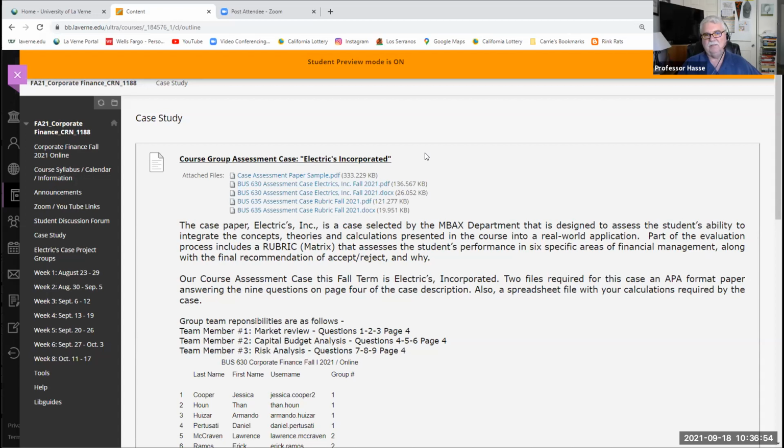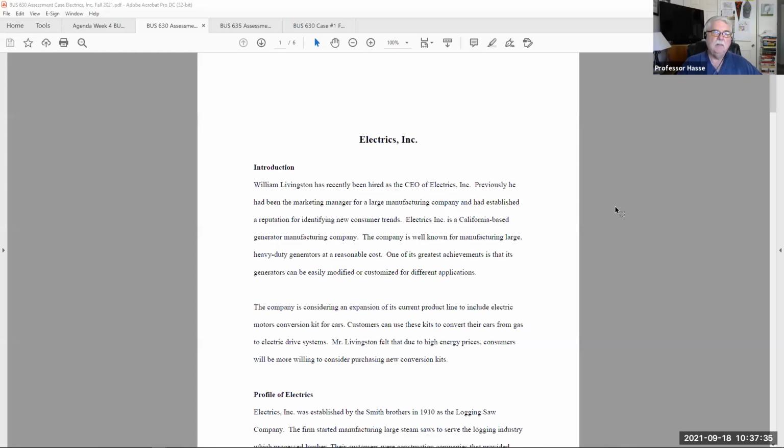And let's take a look at what this electric case is, just briefly, what you'll be reading and what I need you to maybe concentrate on in your review of this case before we get into specifics in week number 5. The electrics case is fairly similar to any of you who have taken your undergraduate or maybe 500D in the old MBAX program, other prior finance courses at the University of La Verne in the business administration program. You might have had the California Best Trucks case, the Road Kings case. You might have had other cases that are fairly similar to the electrics case.